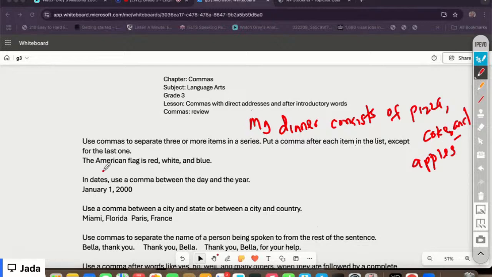Just like we have here, the American flag is red, white, and blue. You can see we have a comma after red, after white, and then blue here. There's no comma after blue. The last comma comes before the conjunction. So that is the right pattern for putting words in a series. Okay.